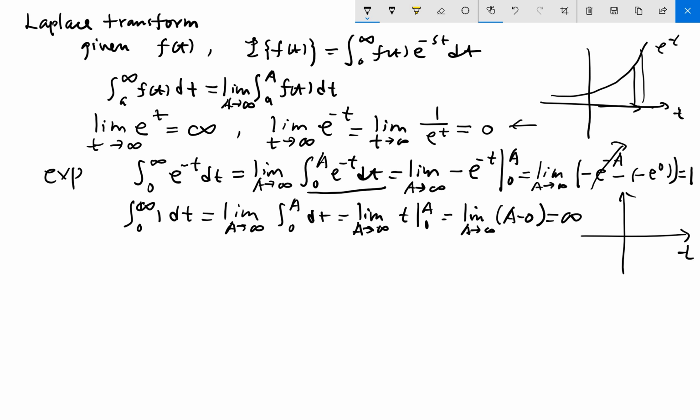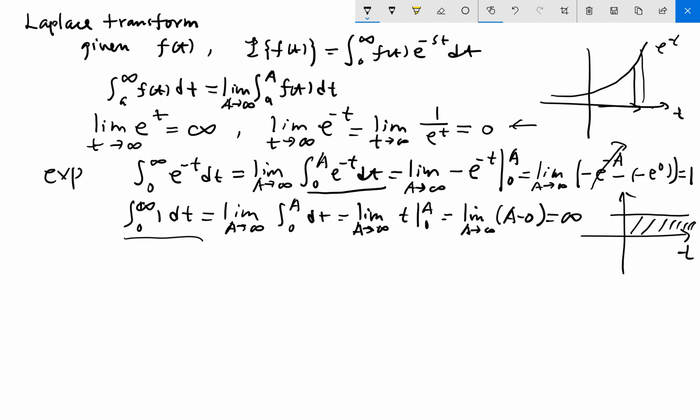This integral gives you the area under the curve. The curve here is 1, which is this function. So from 0 to infinity, it gives you this area, which is obviously infinity.